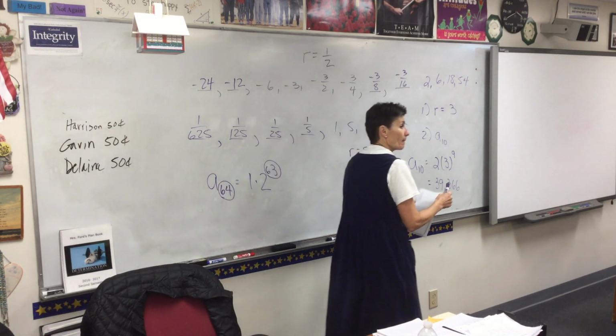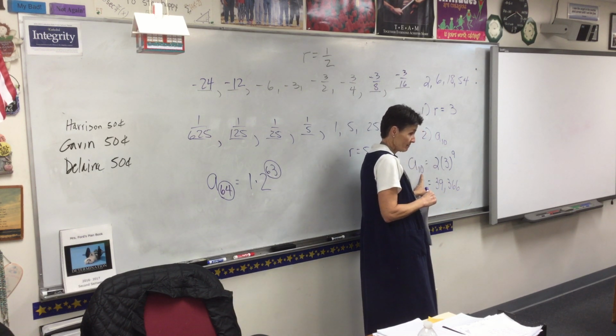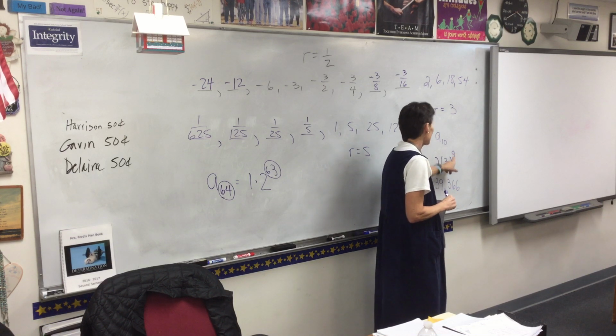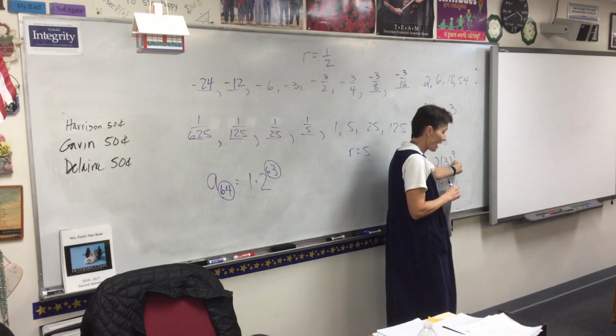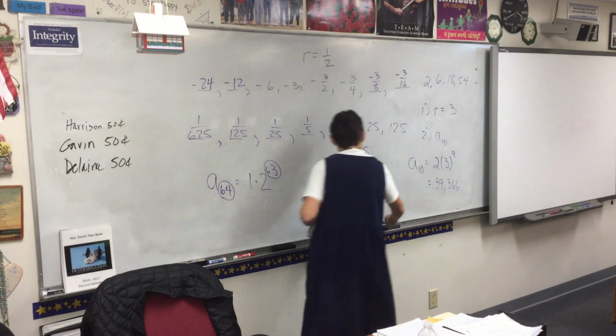How do you know it's always a 9? If this is a 10, this will be a 9. So it's one less. This number is 1 less than this. So if this had been a 15, then that would be a 14.